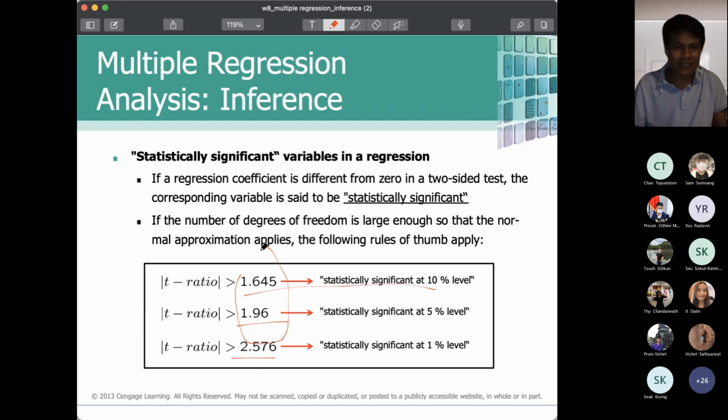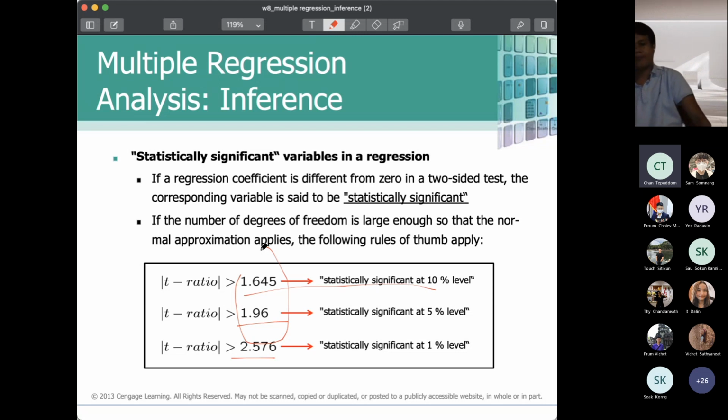To relax your brain, go ahead, Adam. Sure, only one question. So if the T ratio is more than 1.645, statistically significant at the 10% level, it means there is a 10% chance we accept the null hypothesis, right, sir?